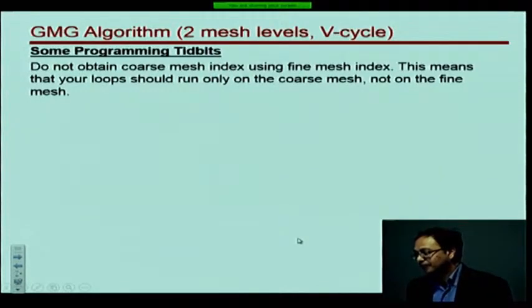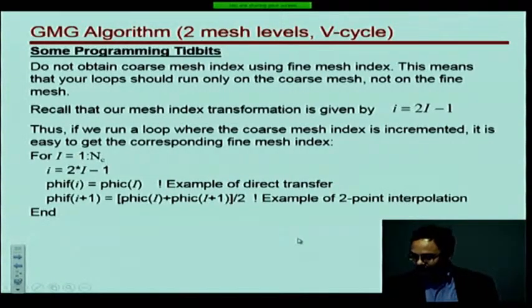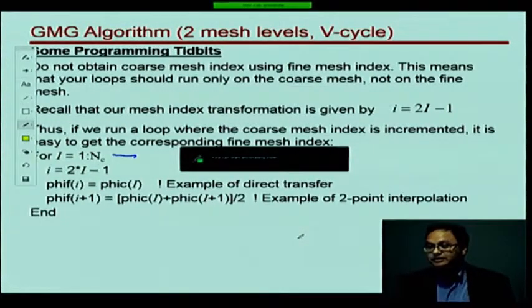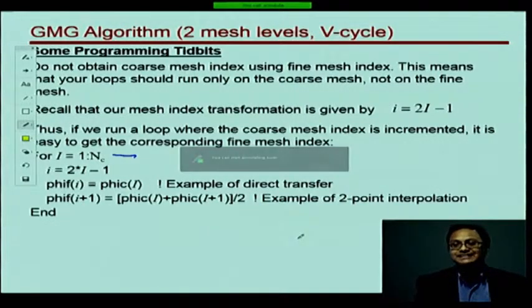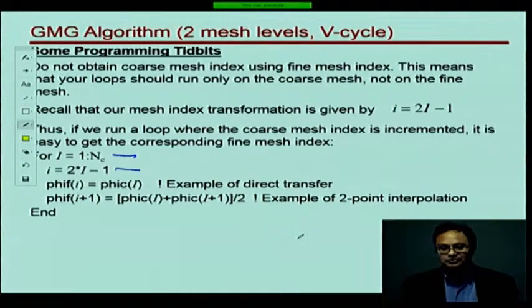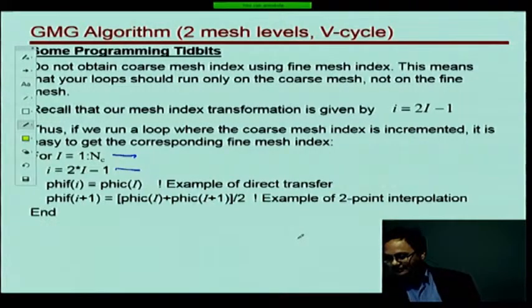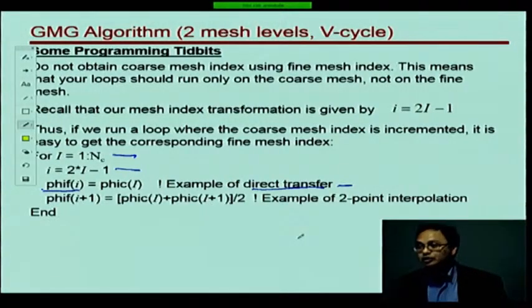This is an example of direct transfer and two-point interpolation. Notice that I'm running a coarse mesh loop instead of a fine mesh loop on the outside, 1 to NC, the number of coarse mesh points. Here is my formula to extract the fine mesh index. And here's an example of direct transfer, which says phi fine at node small i is equal to phi coarse at node capital I.